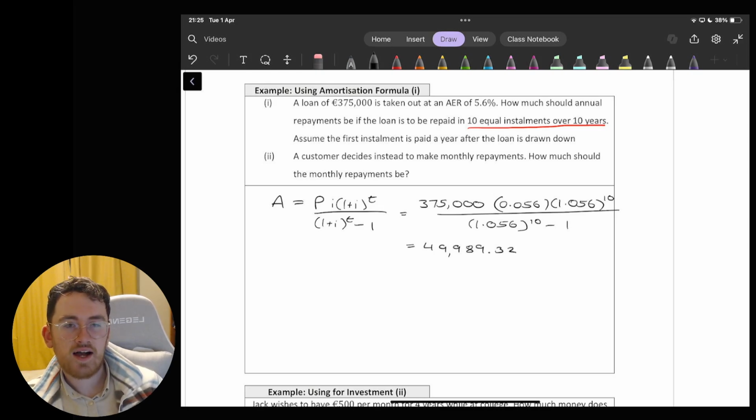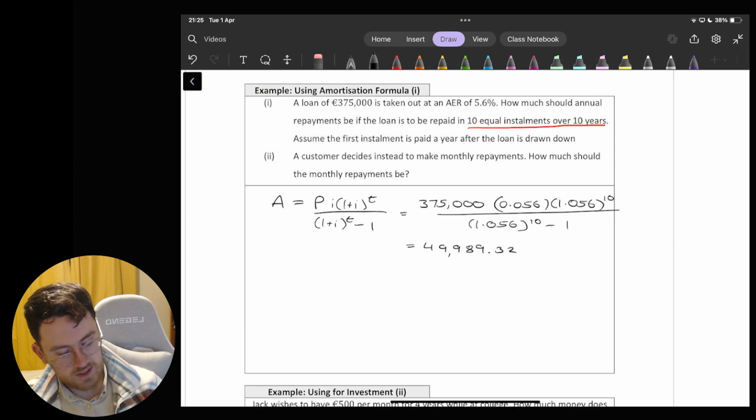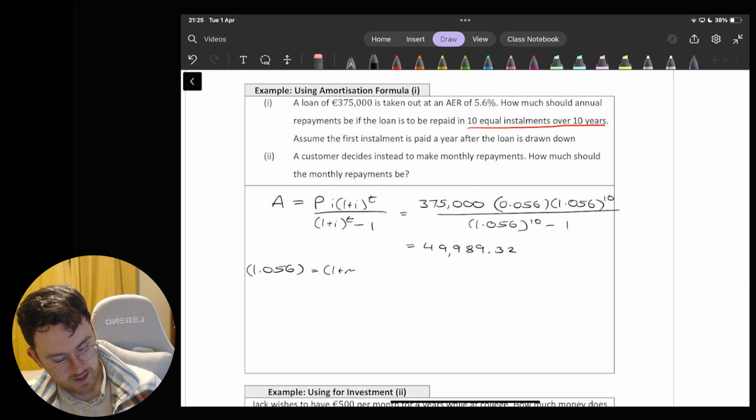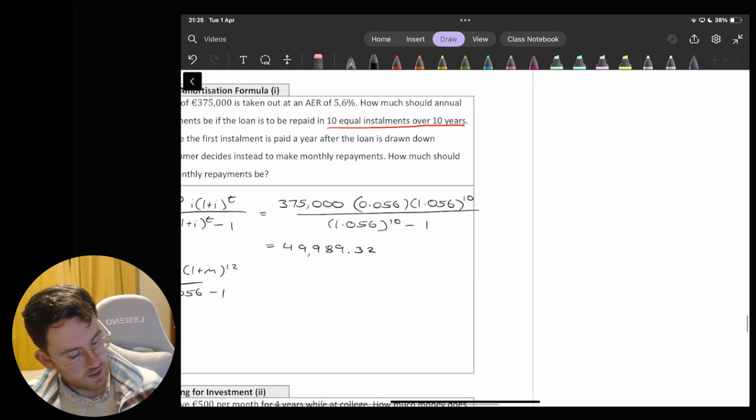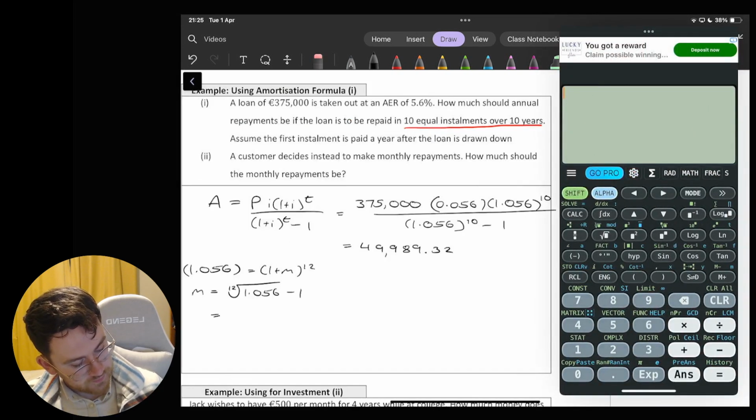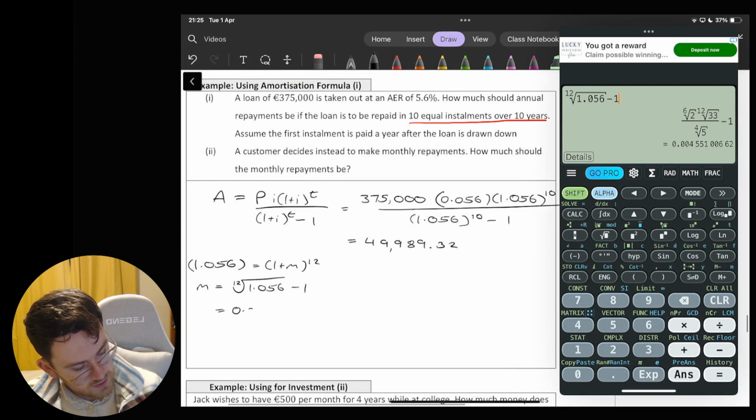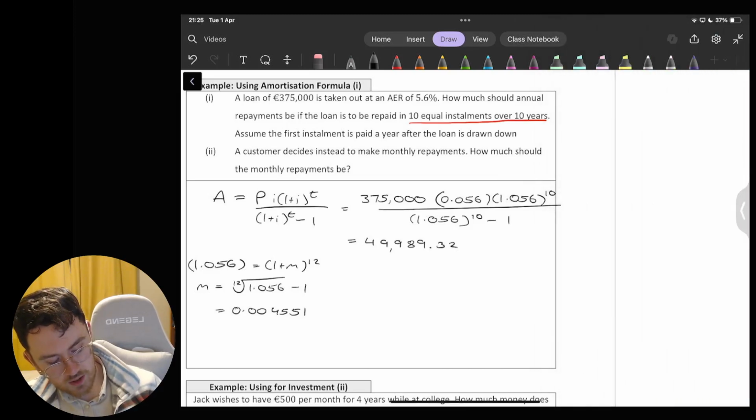So €49,989.32. A customer decides instead to make monthly repayments. So to make monthly repayments, we need to look at the interest rate. So 1.056 being equal to 1 plus m to the power of 12. This same sum I think that we've done multiple times now, 1.056 to the power of 1 over 12 minus 1, and we can calculate that value here. It is 0.004551.